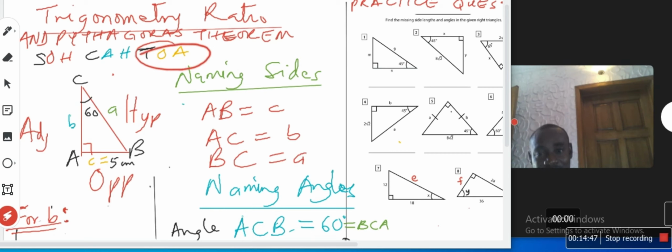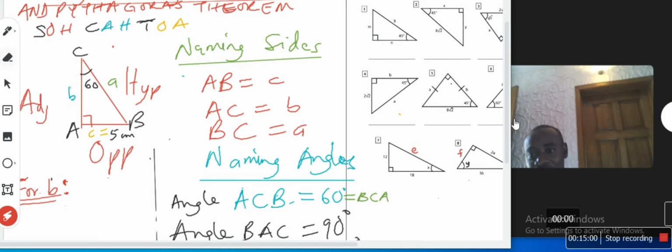Why are we using TOA, by the way? Because we're looking for adjacent. We're looking for adjacent and opposite, hypotenuse is not given. Yes, we're looking for adjacent, which is the b, because we are asked to find b.